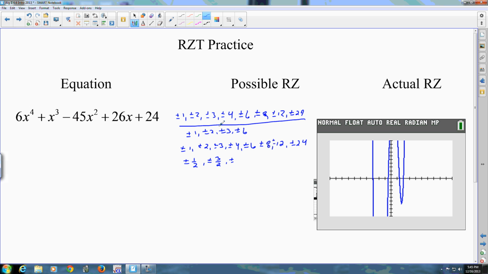Then plus or minus, that would be 2. I already have it. That would be 3. I already have it. That would be 4. I already have it. That would be 6. I got it. And 12. I already got it. So don't list it again.